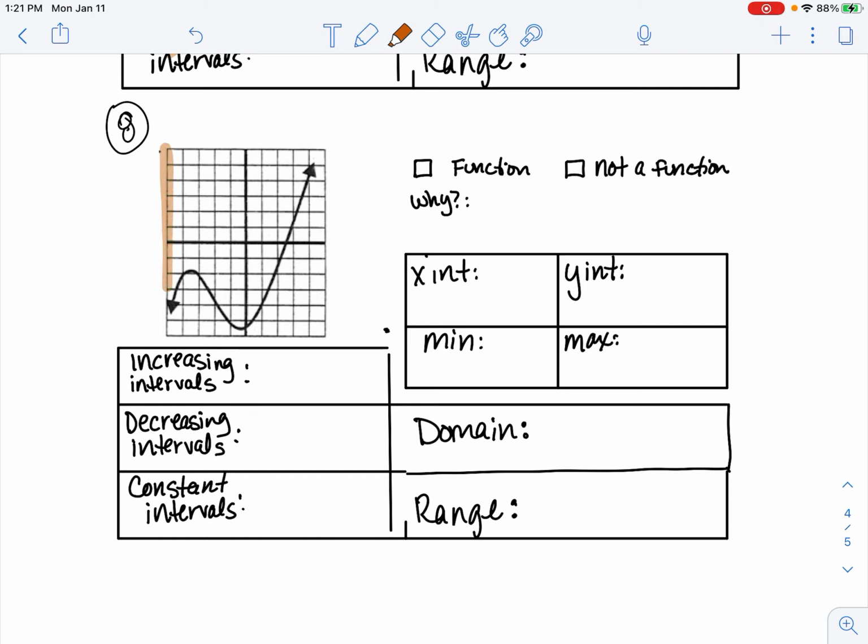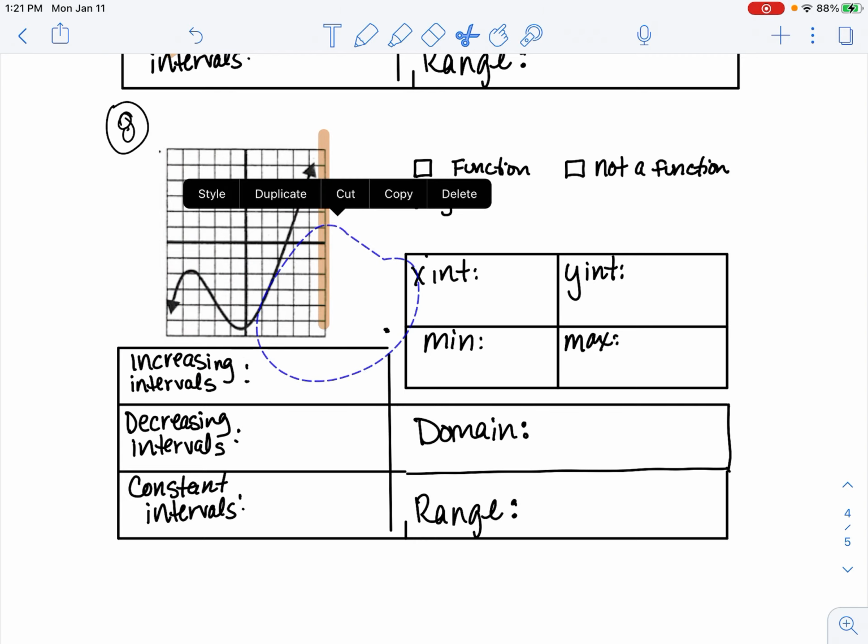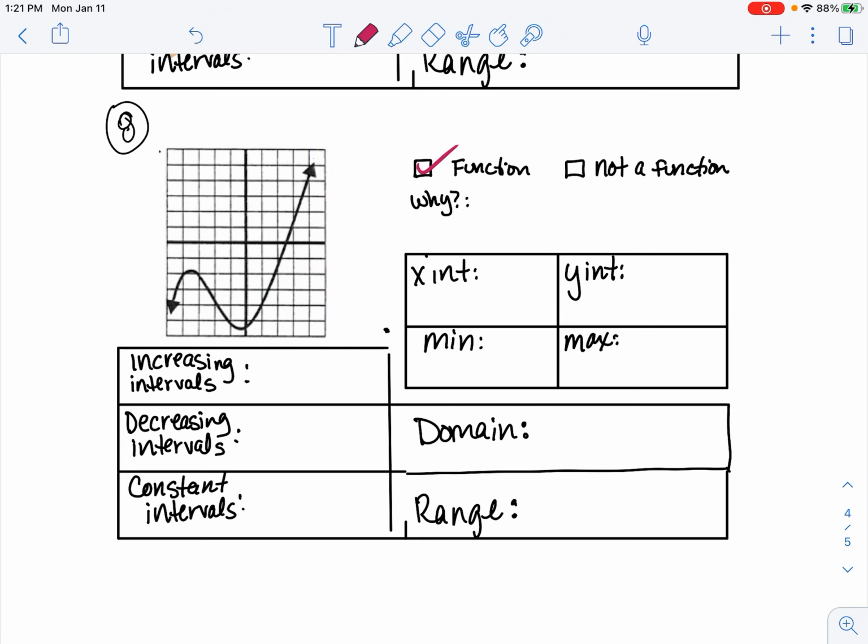And number 8. Does it pass the vertical line test? Only touches at 1 point the whole time? Yes. It is a function, and it passes the VLT, or vertical line test. X-intercept, where does it touch the x-axis? It looks like about 2.5, so 2.5. Where does it touch the y-axis? If it does, -5.5. So 0, -5.5.